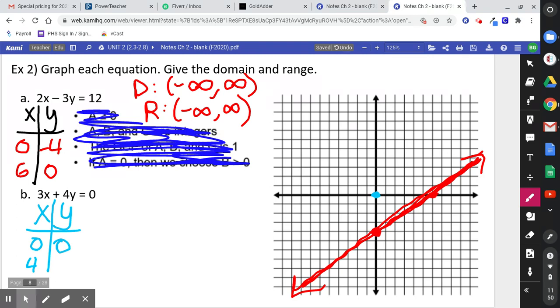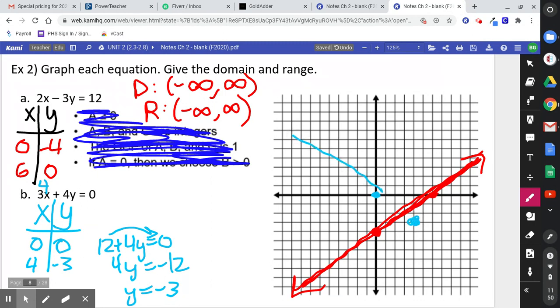So if I plug in x equals 4 right here, 3 times 4 would give me 12 plus 4y equals 0. I might not do all of that in my head. It's not nearly as easy as when I plugged in 0. Subtract the 12 over 4y equals negative 12. I can divide by 4, and I get y equals negative 3. So I've got the point 4 comma negative 3. Right there. Ooh, missed.